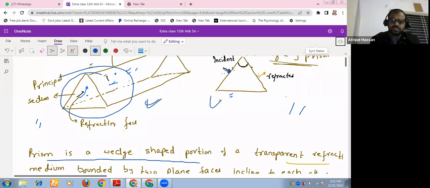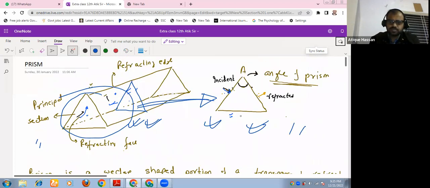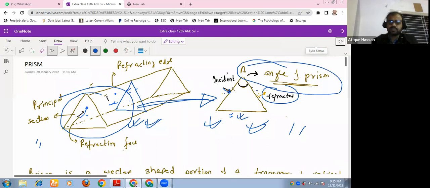Generally what we see is actually the cross section. You draw a cross section of any part, and generally we study the cross section of this. The actual image is this one, but we use this for simplicity. And we all know what the refracting angle, the prism angle, is. The lower part is known as the base. This is the refracting surface, and this angle is known as the angle of the prism, also called the refracting angle.